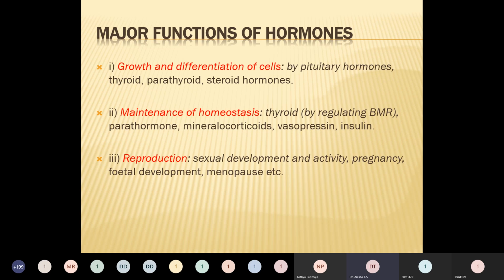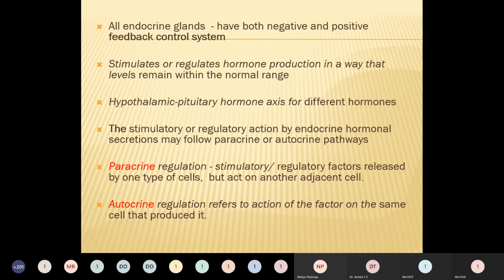Okay. Then these hormones also help in maintenance of homeostasis, like the thyroid hormones regulate the basal metabolic rate. Then parathormone, mineralocorticoids, vasopressin, insulin, all of them maintain homeostasis. For example, insulin. Whatever food we eat is converted to sugars, or glucose, and that is taken up by all the cells for normal functioning. So insulin, along with other hormones secreted by the pancreas, has to act in sync to maintain homeostasis. Some of these hormones produced by the testis and the ovaries also help in reproduction, like sexual development, sexual activity, maintenance of pregnancy, fetal development, menopause, etc.